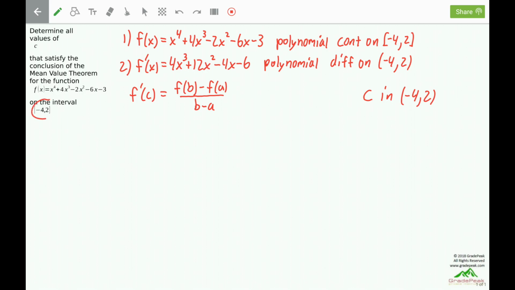The interval in this problem is -4 to 2. The left endpoint, -4, is the a value. The right endpoint, 2, is the b value. So this right side will be f of 2 minus f of -4, divided by 2 minus a -4.